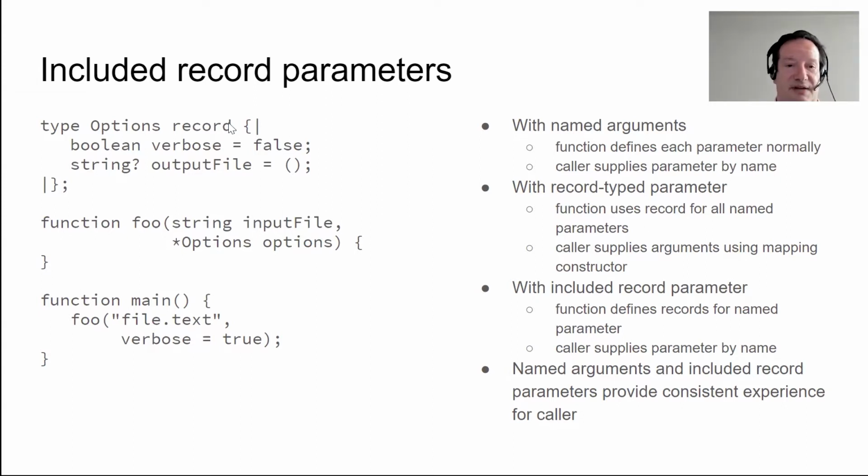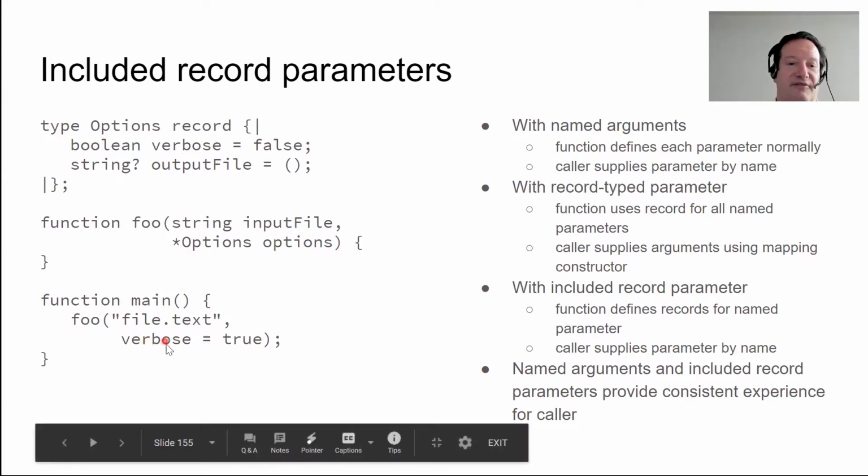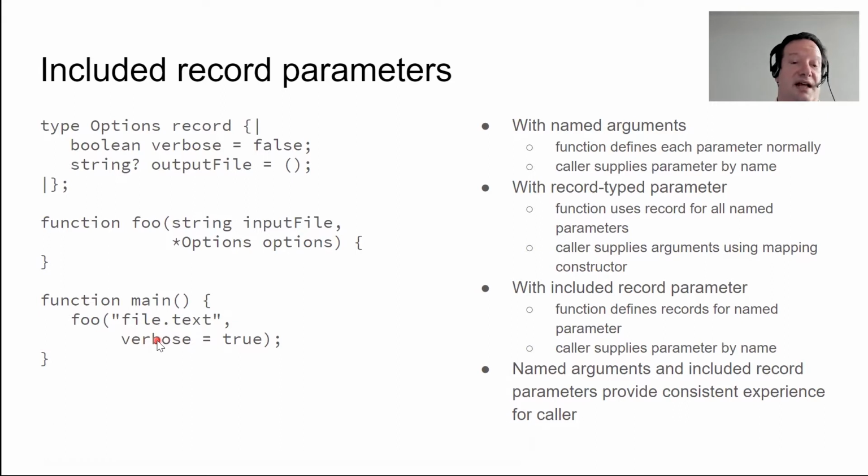I need to annotate so you can see me. Okay, so this thing here, you see the star here. What that is doing is conceptually copying, from the caller's point of view, all the fields of this and making them available as named arguments. So when you do this, you've got the best of both worlds. You've got the same experience as if you have named arguments.